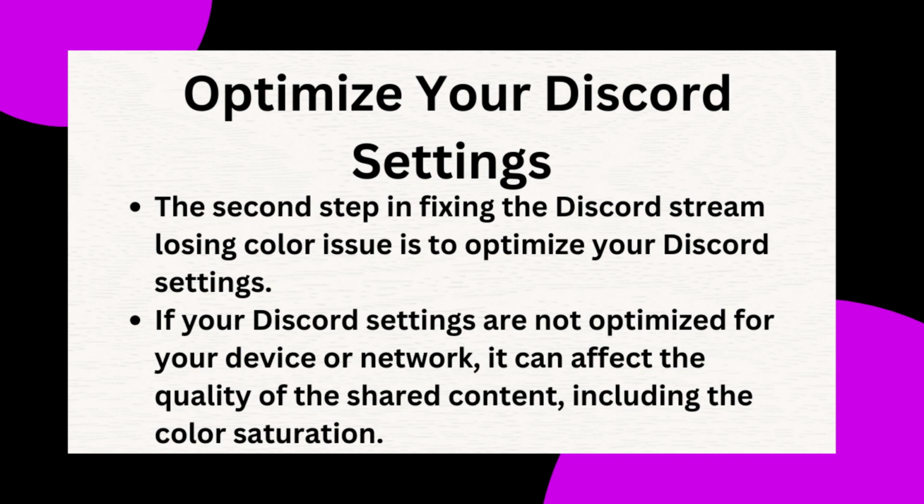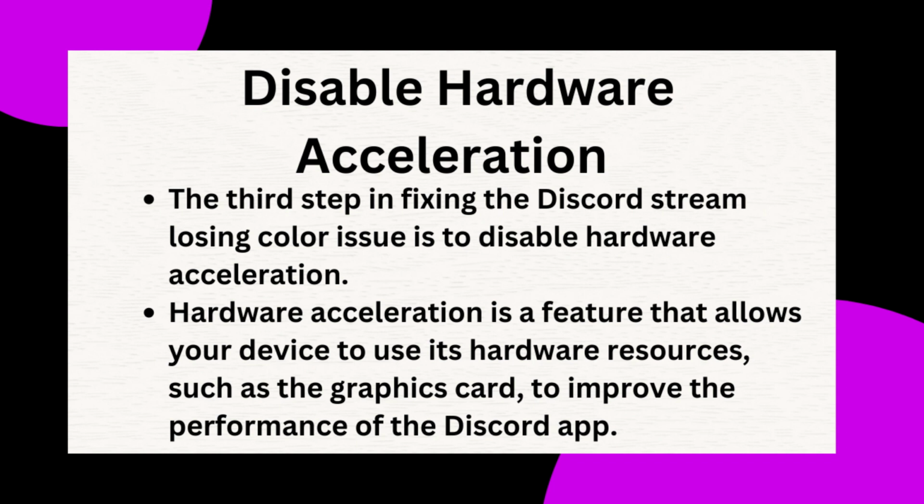Optimize your Discord settings. The second step in fixing the Discord stream losing color issue is to optimize your Discord settings. If your Discord settings are not optimized for your device or network, it can affect the quality of the shared content, including the color saturation.